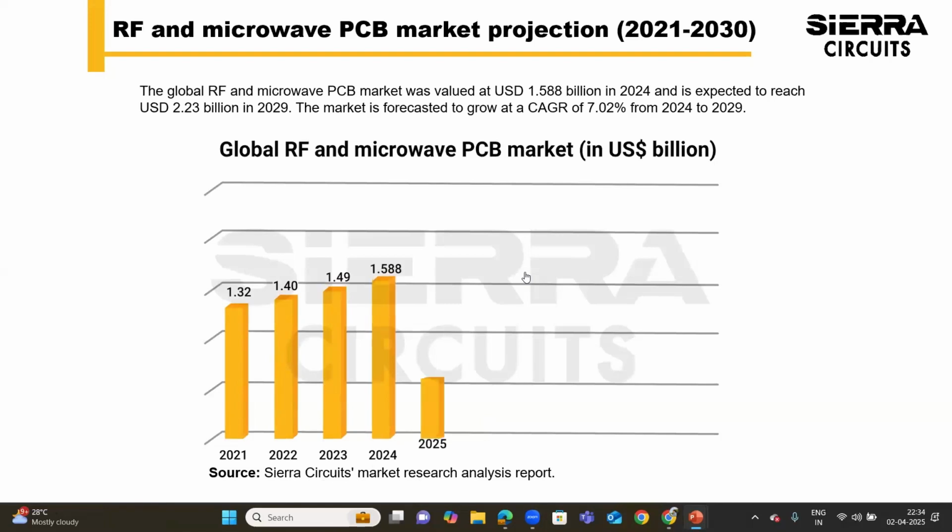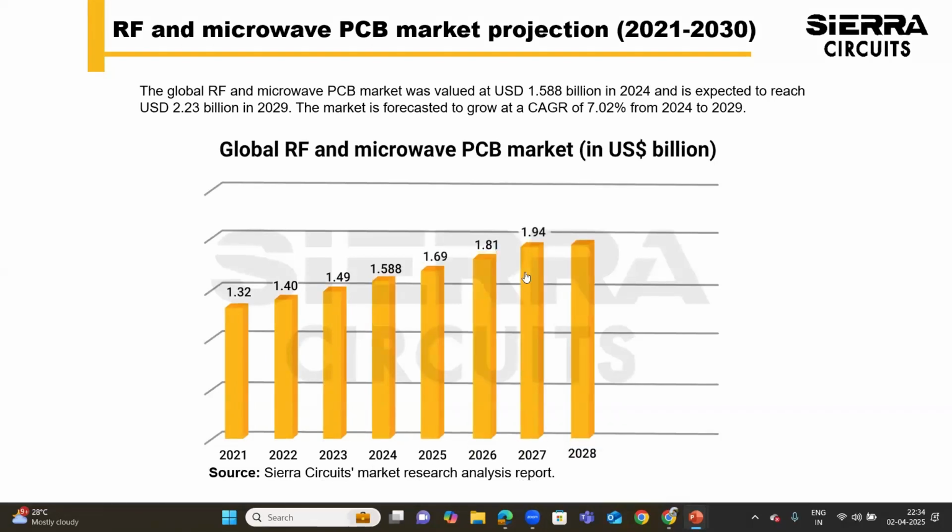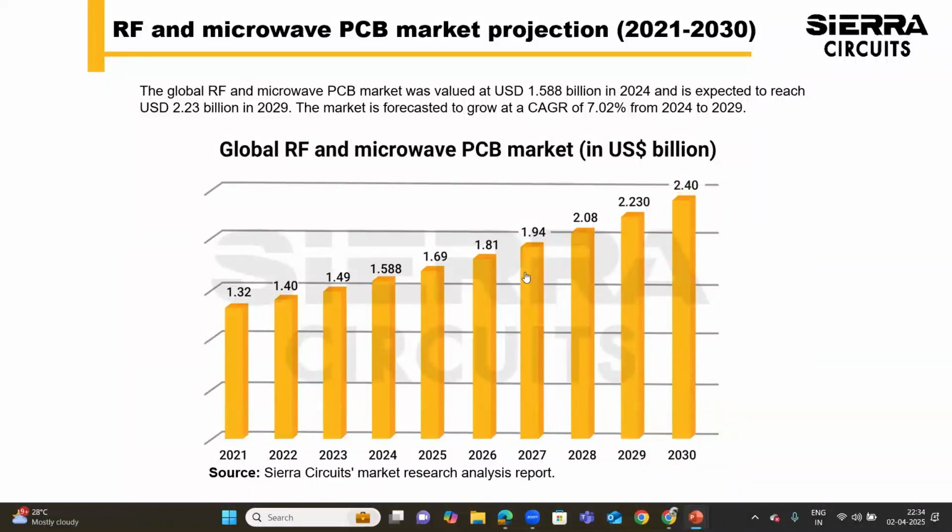To understand the significance of RF PCB design, it's important to see where the market is headed. So here is a brief overview of the RF PCB market size. The global RF and microwave PCB market was valued at 1.588 billion US dollars in 2024, and it is expected to reach 2.23 billion US dollars in 2029. It is forecasted to grow at a CAGR of 7.02% from 2024 to 2029.